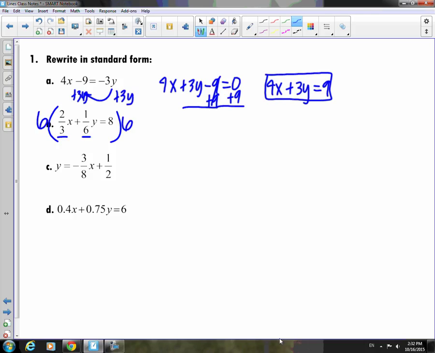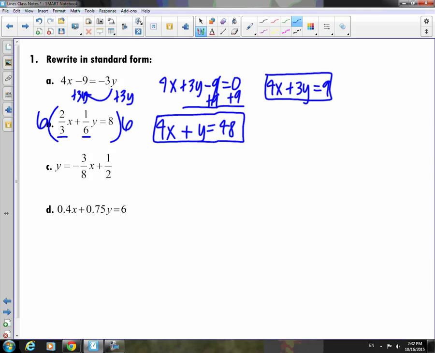So 6 times 2/3 is 4. So 4x plus, and then 6 times 1/6 is just 1. So I could write 1 or just y. And then 6 times 8 is 48. So then I've gotten rid of all my fractions. So that one is now complete.